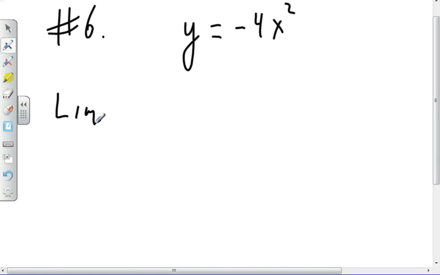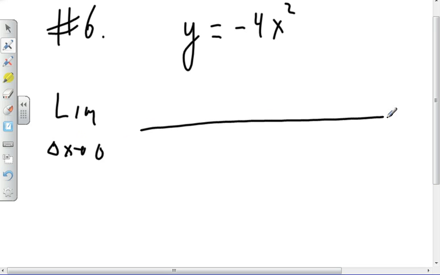So limit delta x goes to something, goes to 0. Okay, anybody here going to be in Calculus 1 sometime in their life? Yeah, everybody except Joel. Okay.